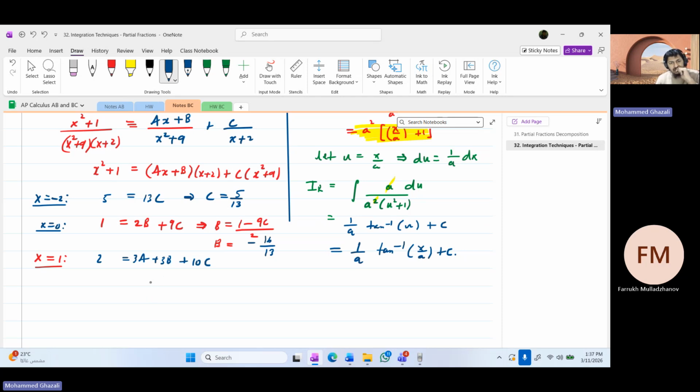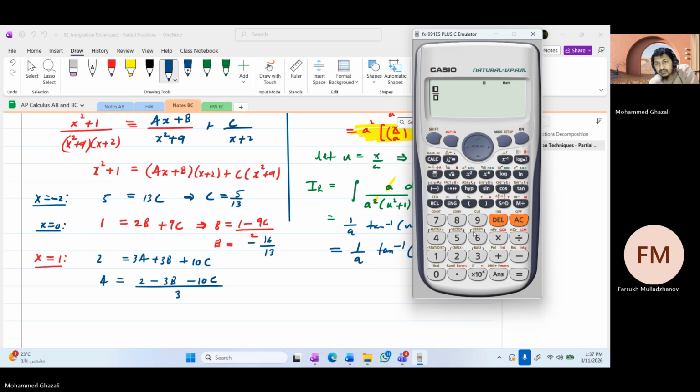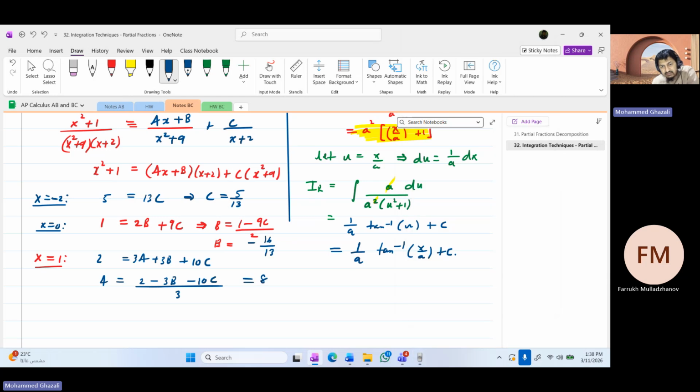What are we solving for? We've got b and c. We're solving for a. So the value for a will be 2 minus 3b minus 10c, divided by 3. So 2 minus 3 times, what's b? -16 over 13, minus 10 times c, which was 5 out of 13. All right, and I'm going to divide it by 3. So I've got 8 out of 13.